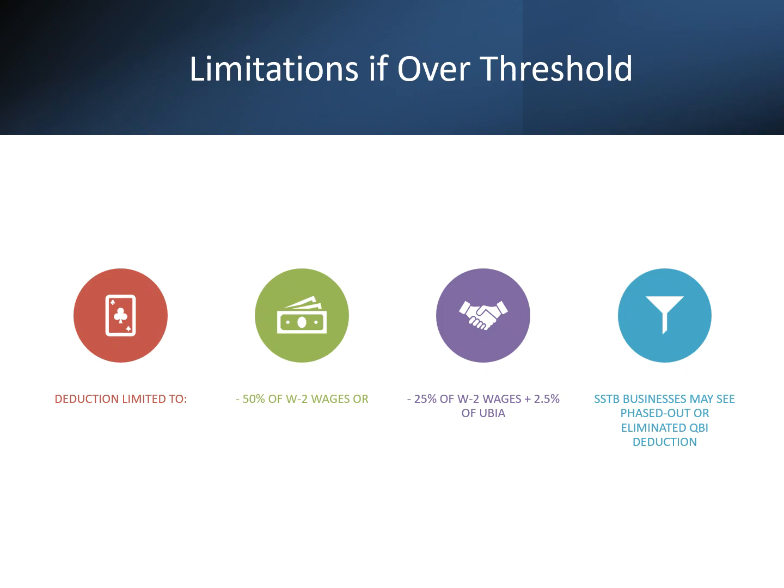The second limitation is the specified service trade or business phase out, or SSTB. If your business is an SSTB, think doctors, lawyers, accountants, consultants, and the like. The deduction begins to phase out once your income exceeds the threshold and fully phases out above 260,000 for single filers and 520,000 if you're married filing jointly.